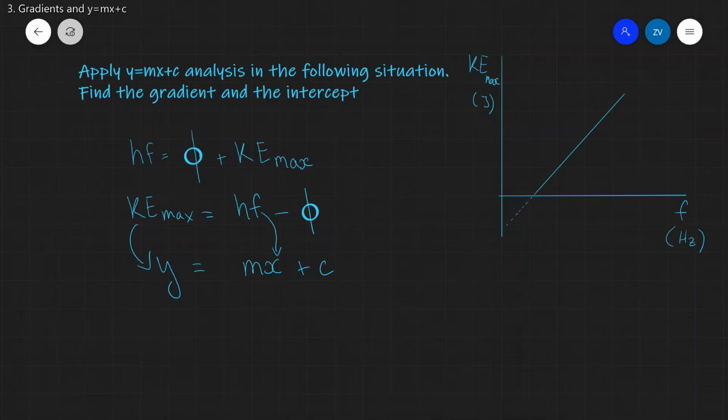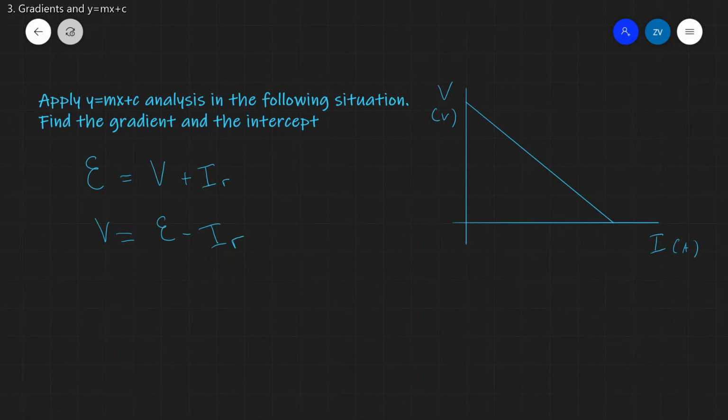We're expecting our intercept to be negative, which it is, and our intercept will be minus phi over here. Our gradient, what's left for our gradient, is the constant h, which is actually Planck's constant, so we can highlight this in yellow. So in this case, our gradient is equal to the constant, and our intercept is equal to minus phi.